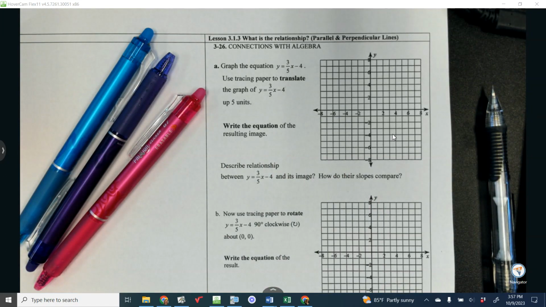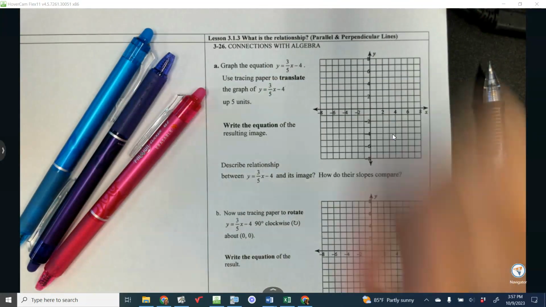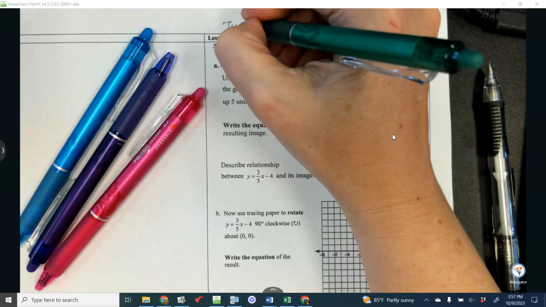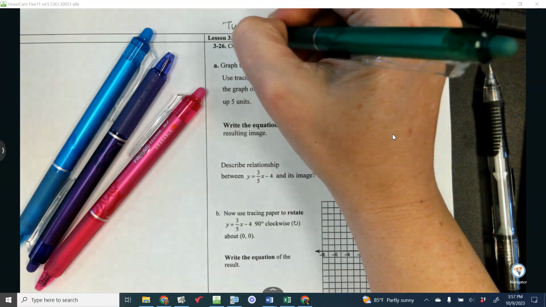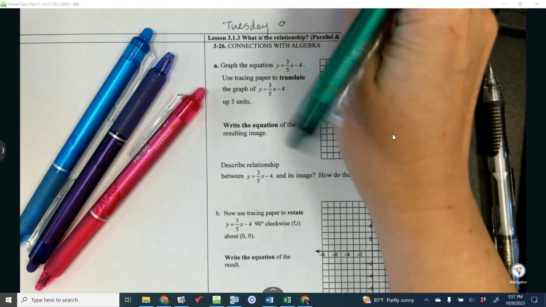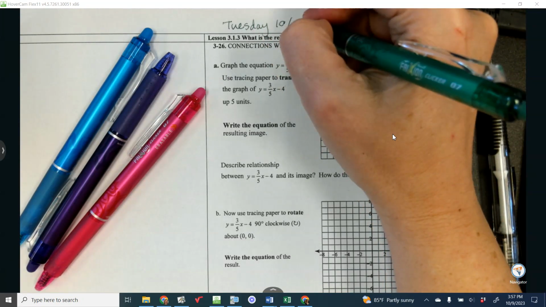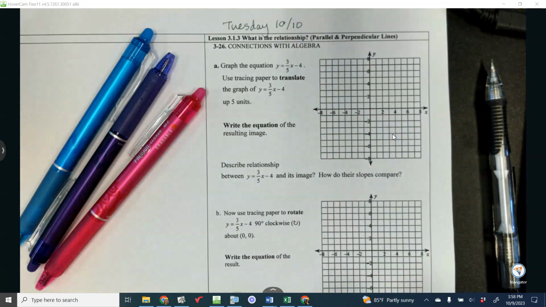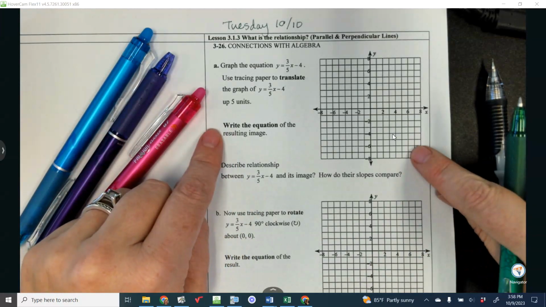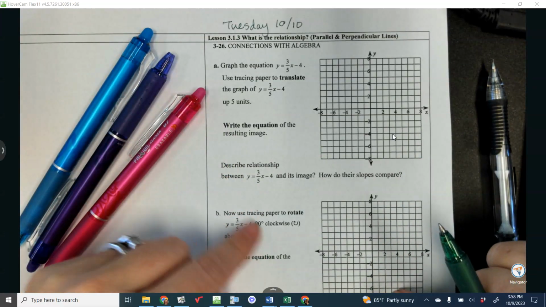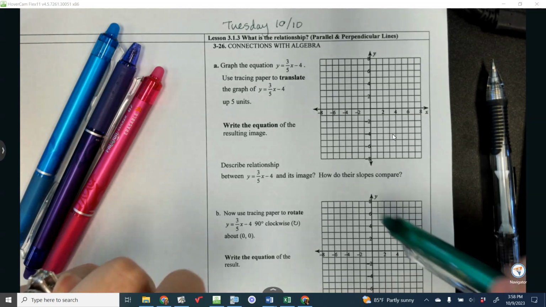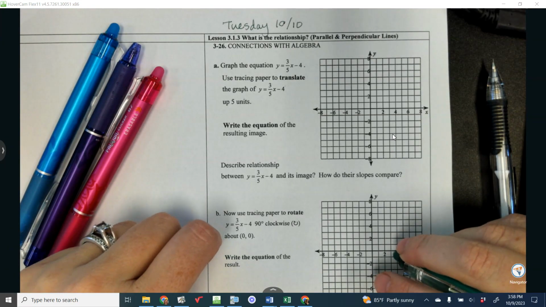313. This is Tuesday. Today, when you watch this class time, will be Tuesday, October 10th. That's when we're doing this. And I'm going to just walk you through how to fill out this handout and kind of get some type of think time to think about what's going on.